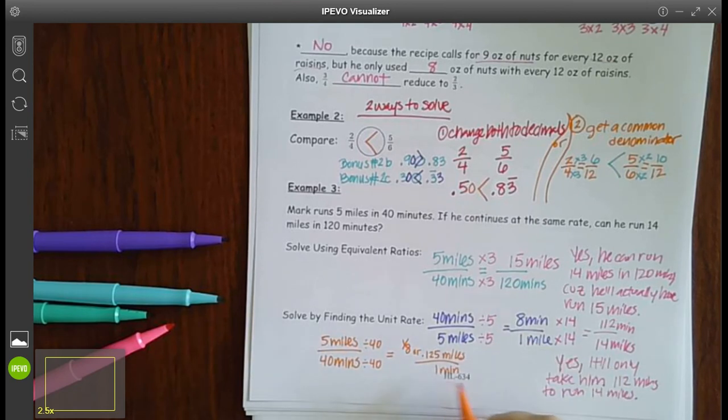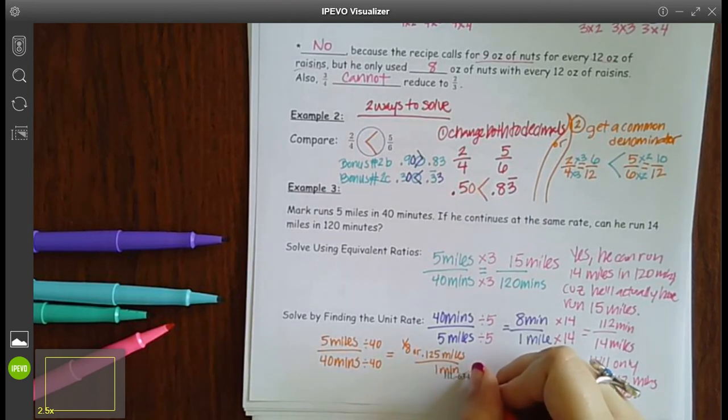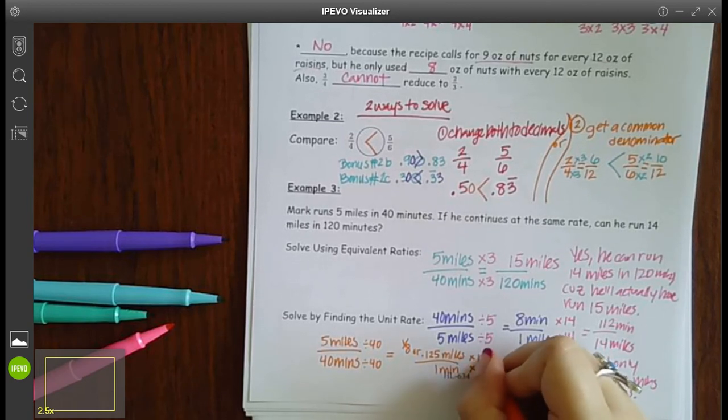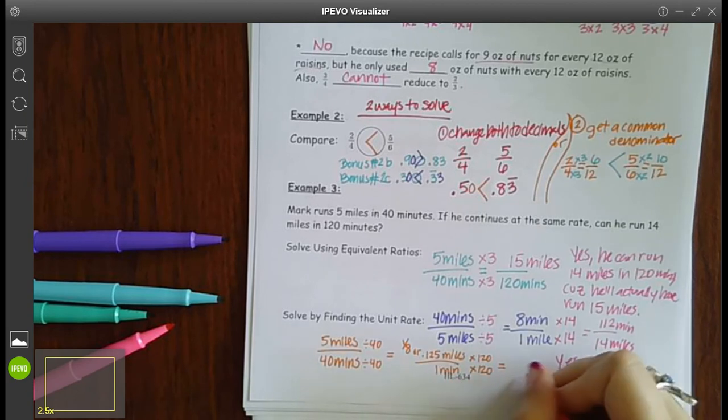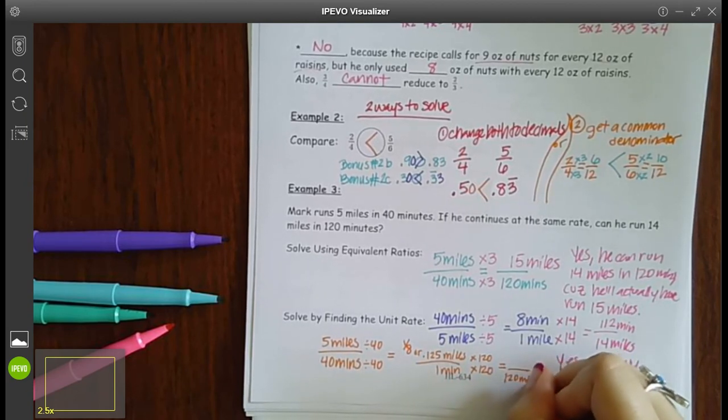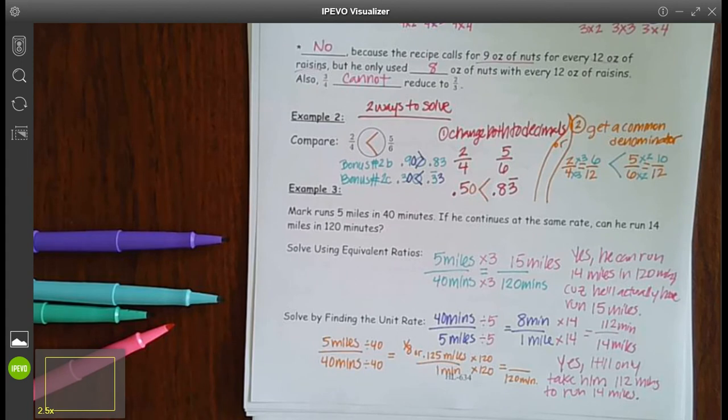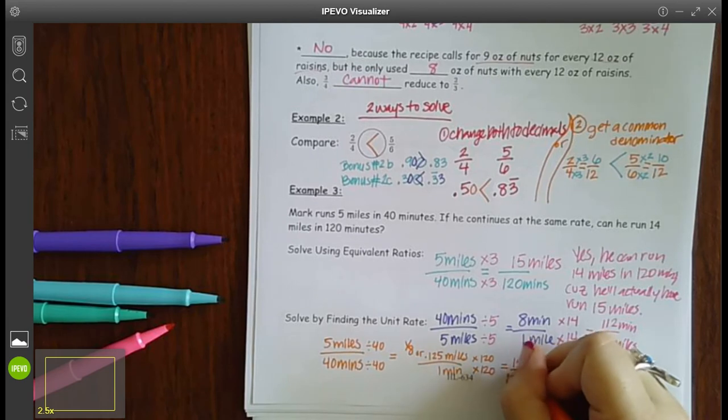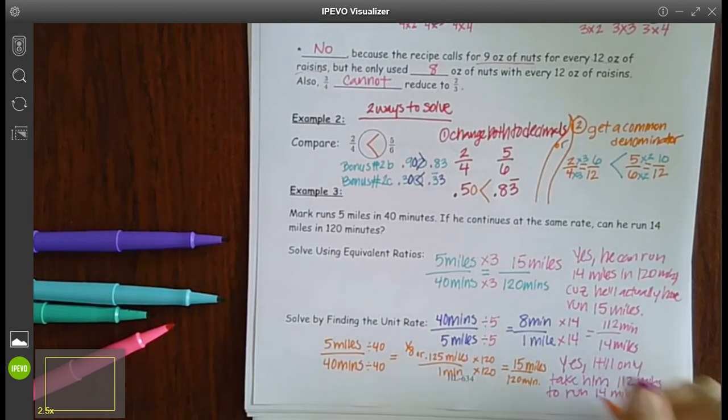And since I got minutes to become 1, I'm going to multiply by, well, how far can he run in 120 minutes? Well, 1 times 120 is 120 minutes. And 0.125 times 120 is 15 miles. So he can run 15 miles in 120 minutes. So the question was asking, can he run 14 miles in 120 minutes? Yes, he can, because he can not only run 14, but he can run 14 plus 1 more.